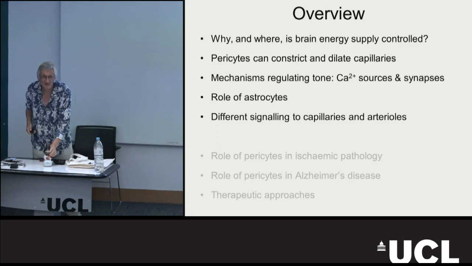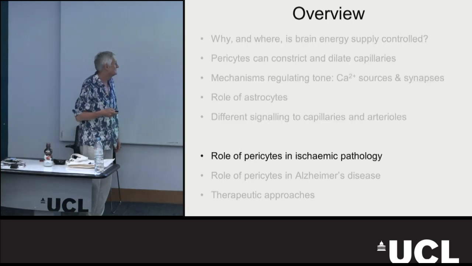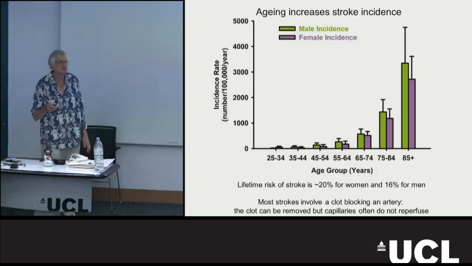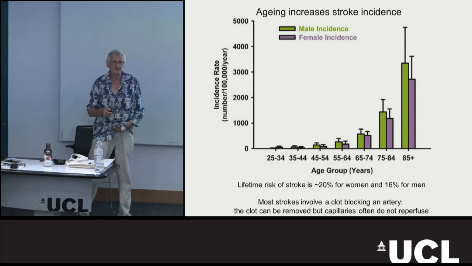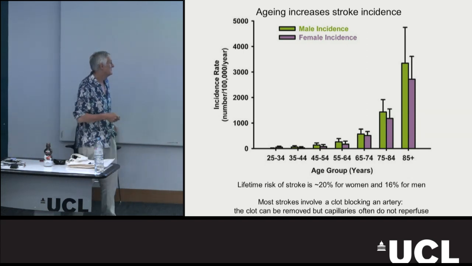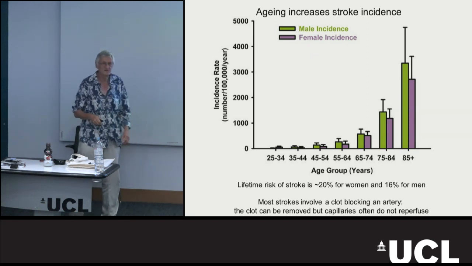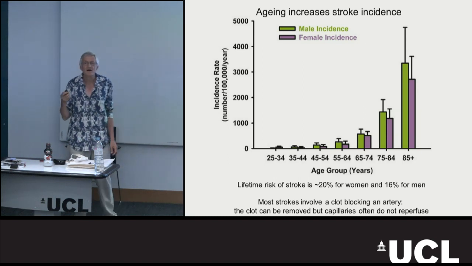Okay, that's physiology. Now I want to turn to pathology. I'm going to look at the role of pericytes in ischemic pathology. So this is stroke incidence for a big city. It happens to be Melbourne, but it's probably the same in London. It increases as you get older, which is why aging neuroscientists start to get interested in it.